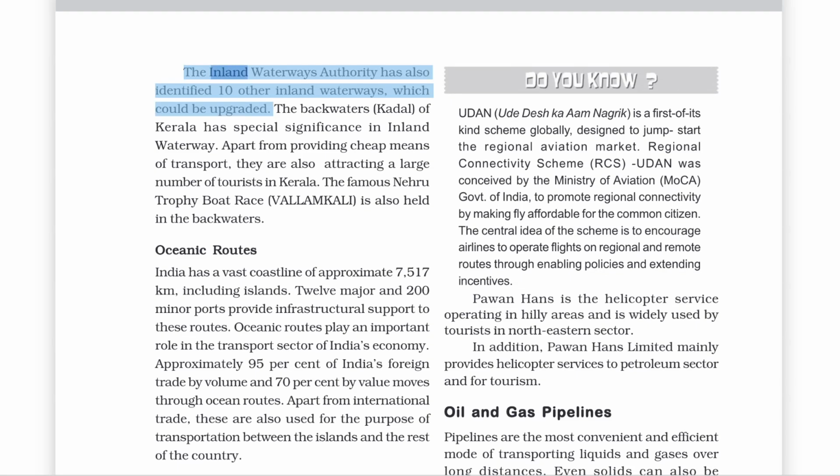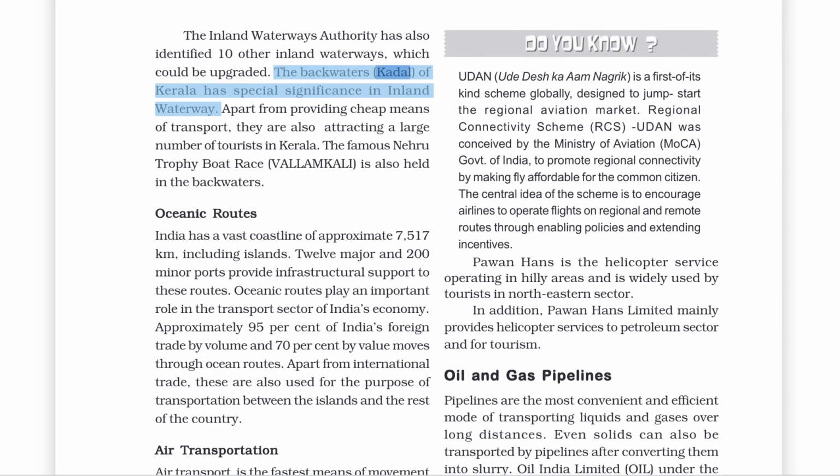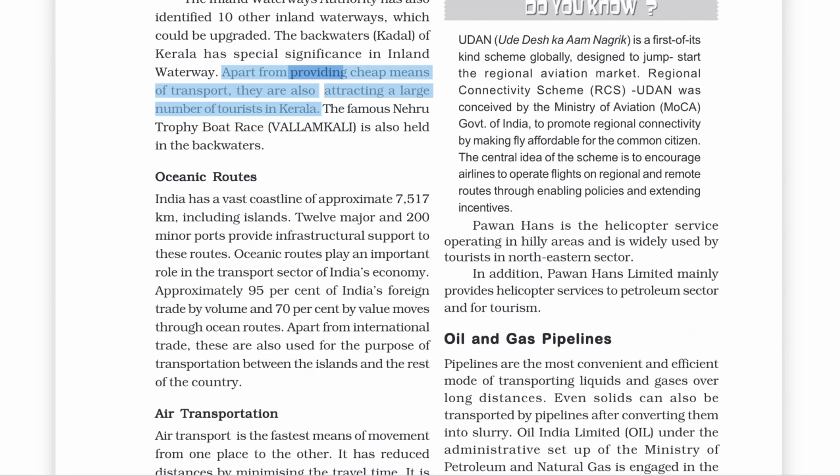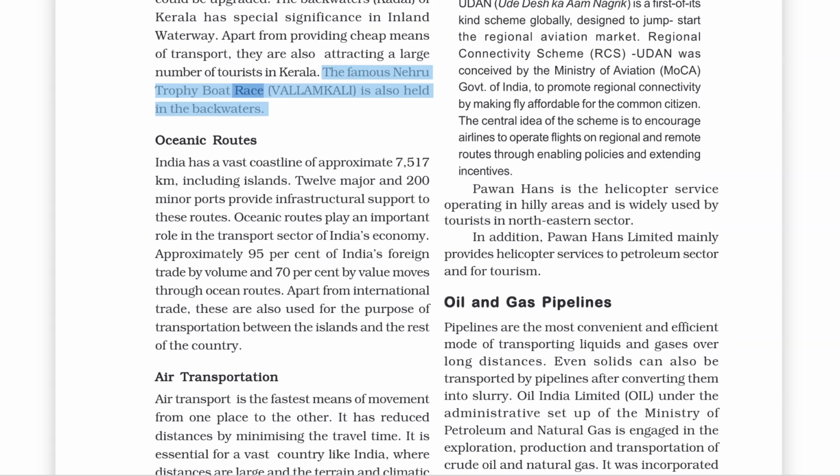The Inland Waterways Authority has also identified 10 other inland waterways which could be upgraded. The backwaters, Kadal, of Kerala has special significance in inland waterway. Apart from providing cheap means of transport, they are also attracting a large number of tourists in Kerala. The famous Nehru Trophy boat race, Valamkali, is also held in the backwaters.